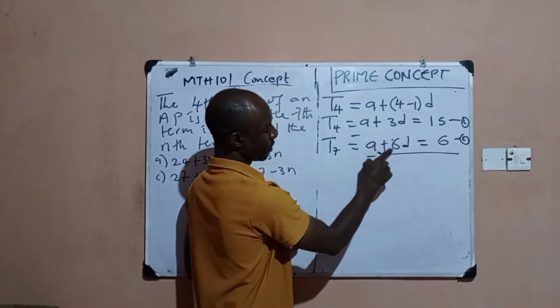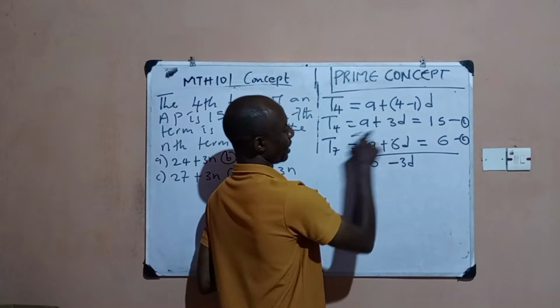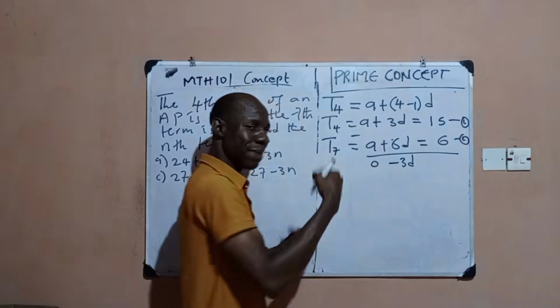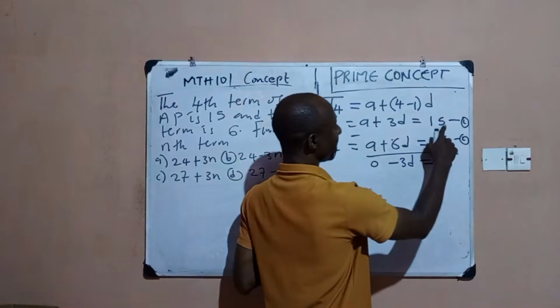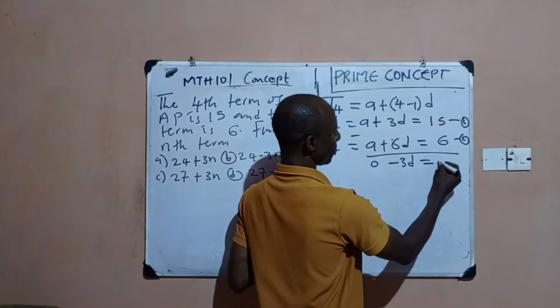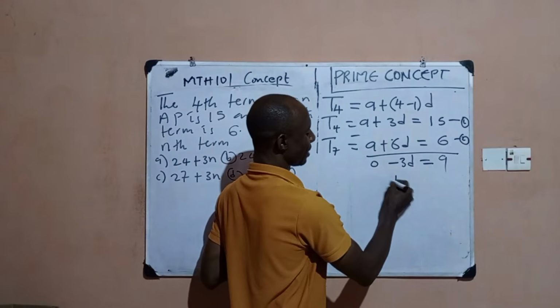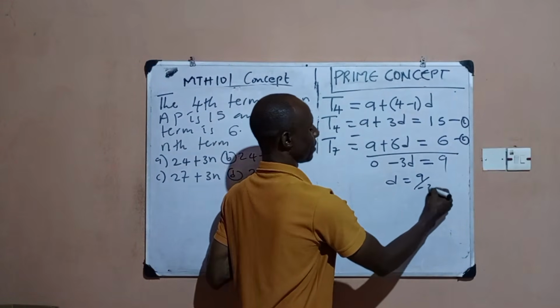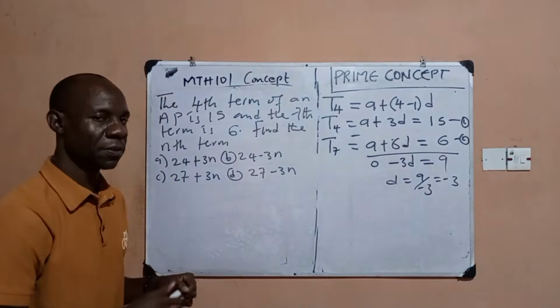3D minus 6D is going to give me minus 3D. I say 3 minus 6, 3 minus 6 is minus 3. Minus 3d equal to 15 minus 6, which is going to give me 9. So what do I do here? I'm going to say that d is equal to 9 over minus 3, which is minus 3. So my d is minus 3.